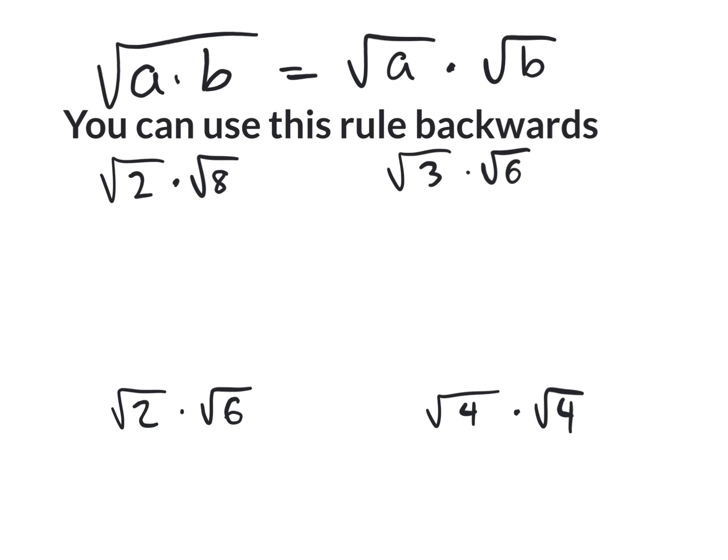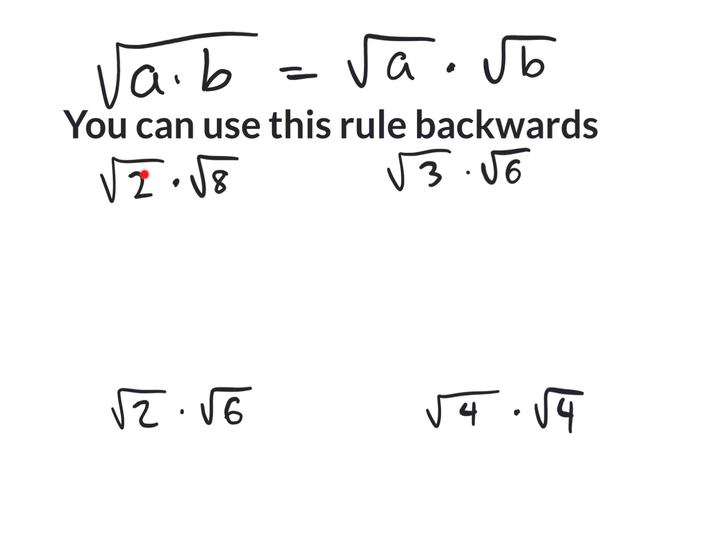Okay, so we need to be comfortable with this rule that the square root of a times b is really the square root of a times the square root of b. And you can use this rule backwards. Janelle? We could use this rule backwards. Now, why the heck would we want to use this rule backwards? Sometimes it is a great advantage to use it backwards.